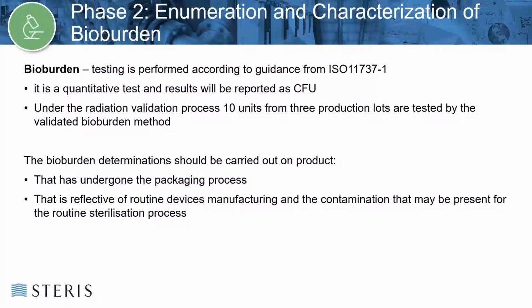For a full radiation sterilization validation process, 10 units from each of 3 production lots are tested with the validated bioburden method. The bioburden determination should be carried out on product that has undergone the manufacturing process through final packaging. The product must also be reflective of routine device manufacture and the contamination that may be present for the routine sterilization process.